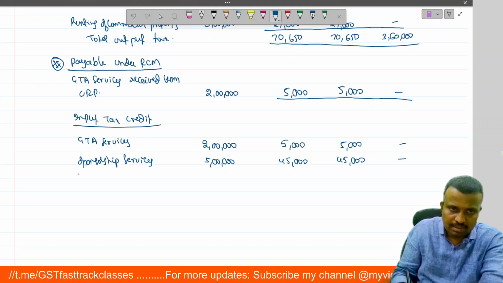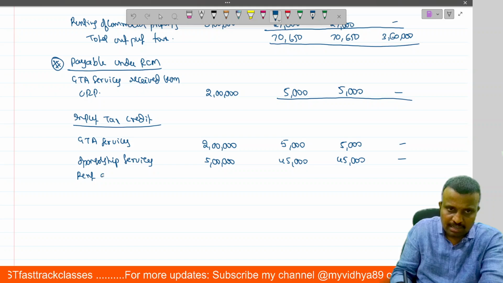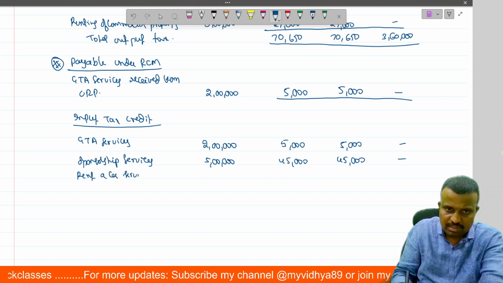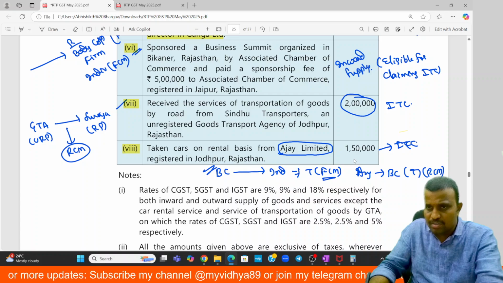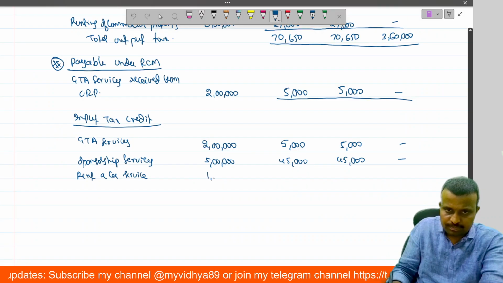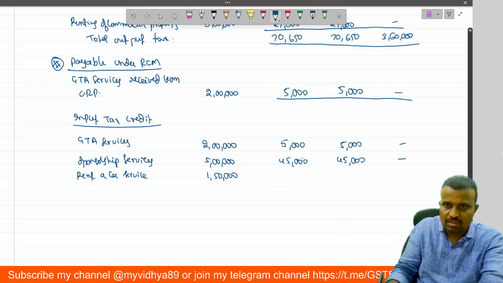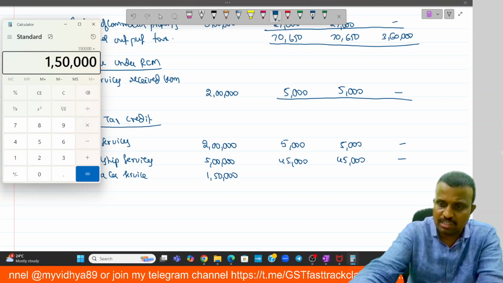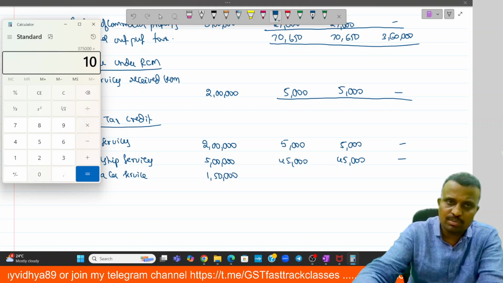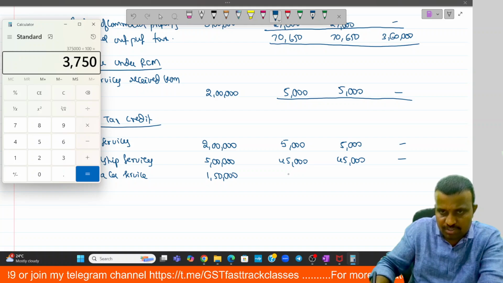Next, 20 a car service received. So 1,50,000. And here the rate is 1,50,000 into 2.5%. How much? 3750.